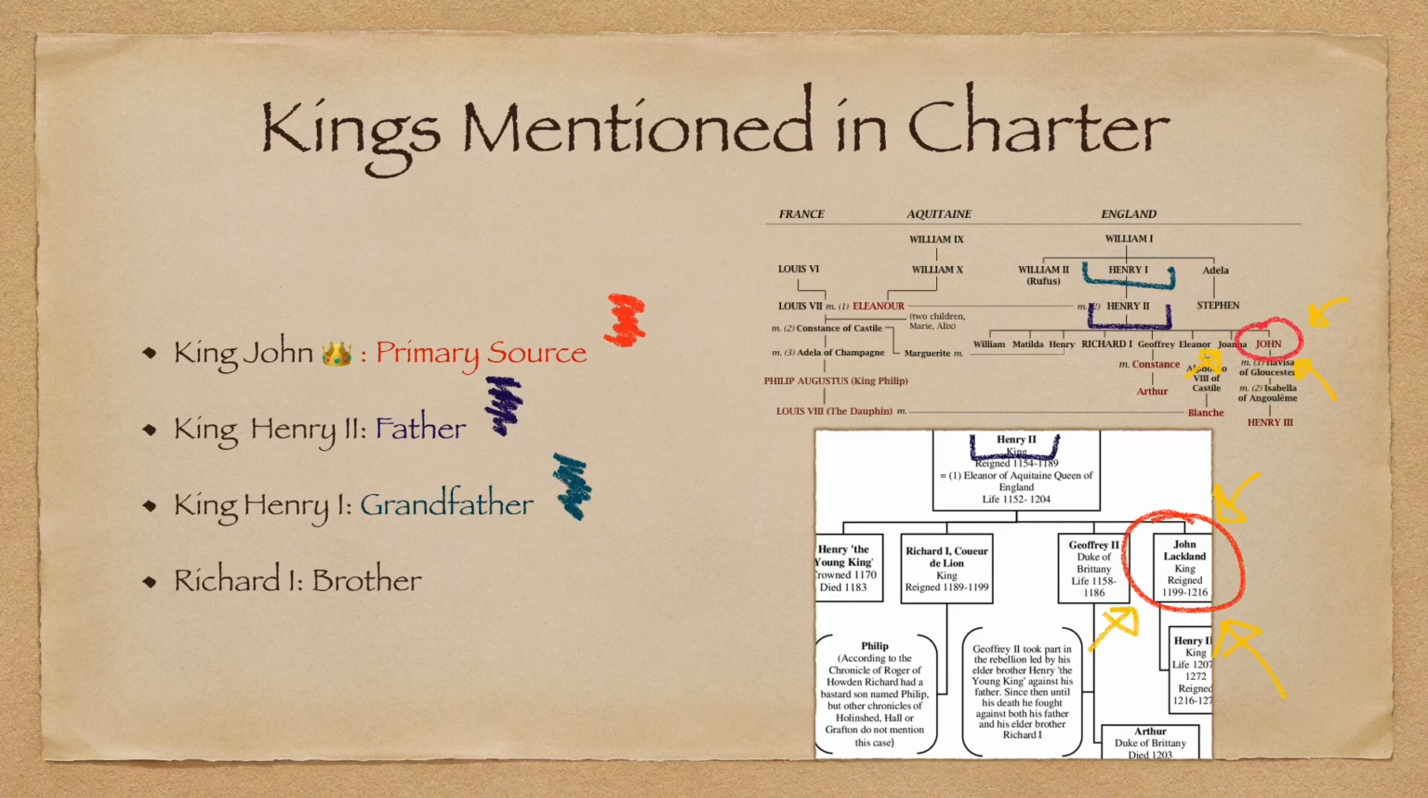In the indigo, I have underlined King Henry II, which is the father of King John. In the turquoise color, I have highlighted King Henry I, which is either the grandfather or the great-grandfather. In the primary source, it mentions great-grandfather, but here, as you see in the family tree, it's his grandfather. And then Richard I, I didn't highlight at all, is his brother, but they do mention him once. They compare this charter, the King John and the Jews, with the charter of Richard I.